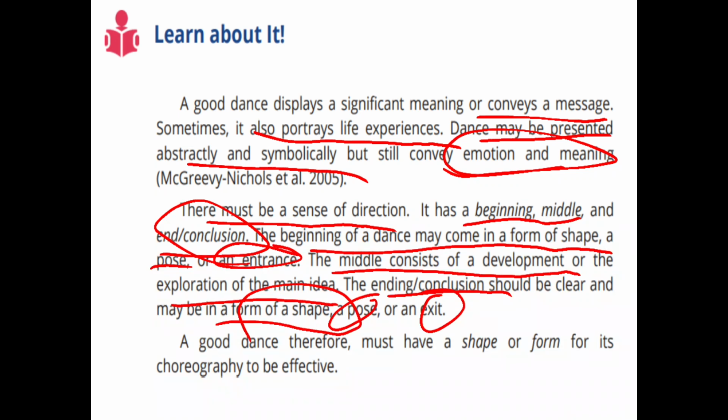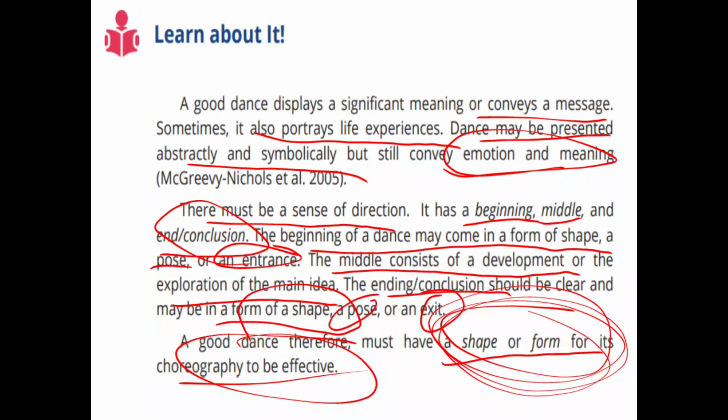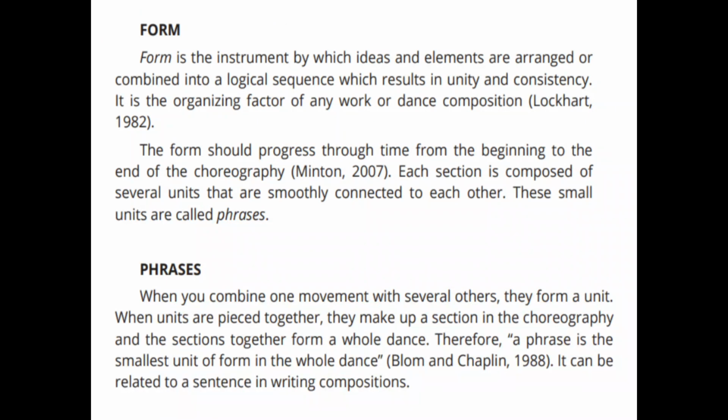A good dance therefore must have a shape or form for its choreography to be effective. Form is the instrument by which ideas and elements are arranged and combined into a logical sequence, which results in unity and consistency. It is the organizing factor of any work or dance composition. The form should progress through time from the beginning to the end of the choreography. Each section is composed of several units that are smoothly connected to each other.